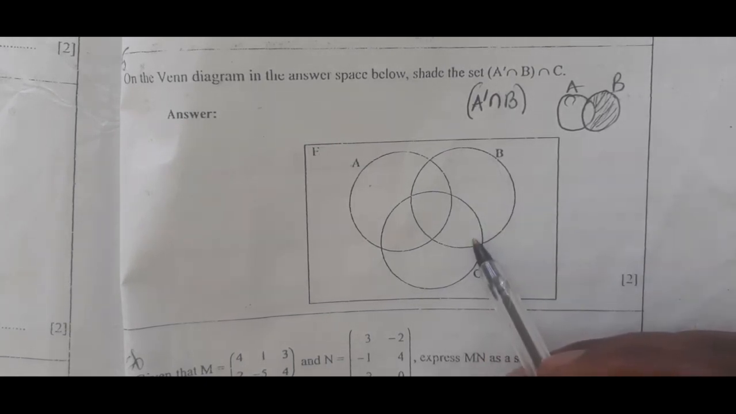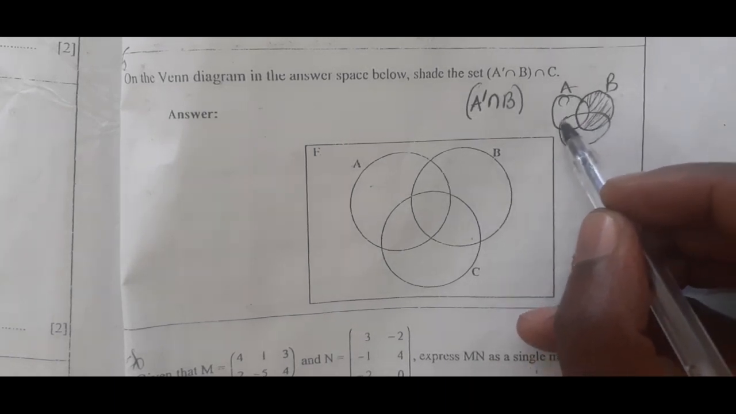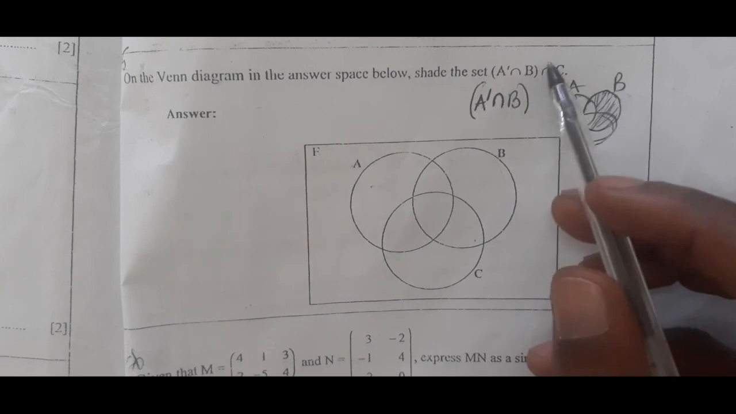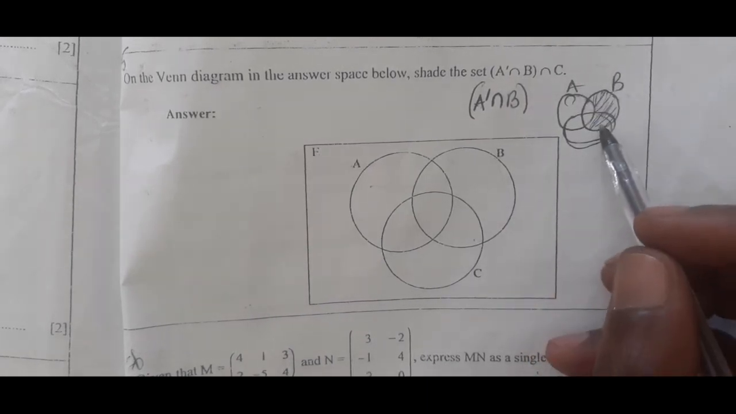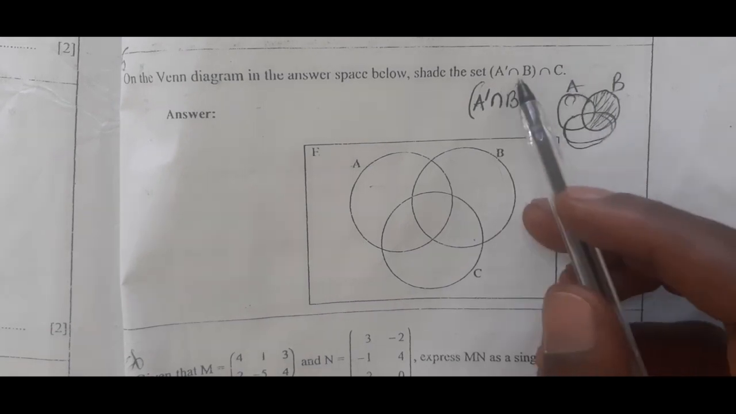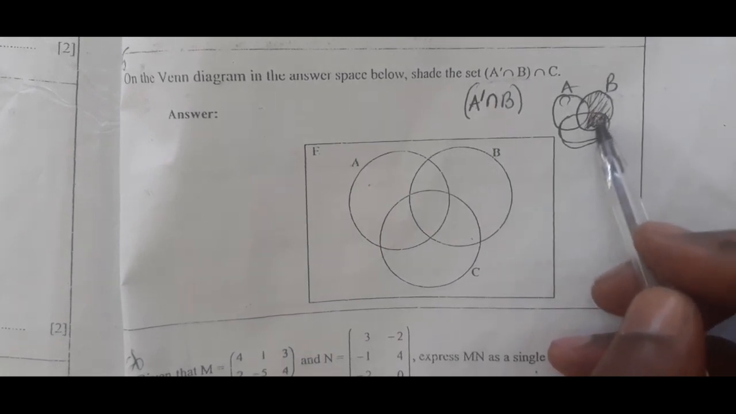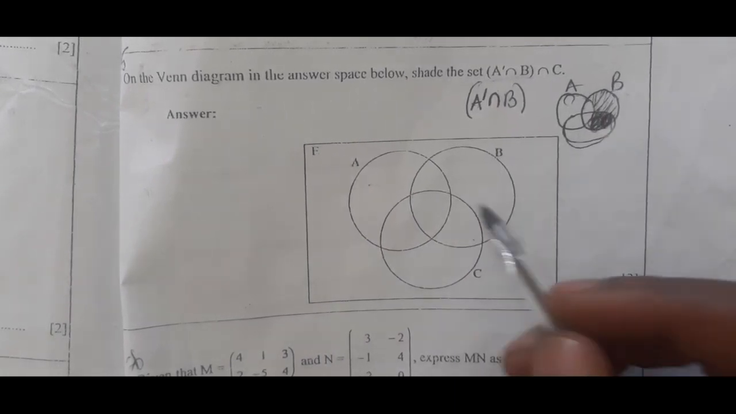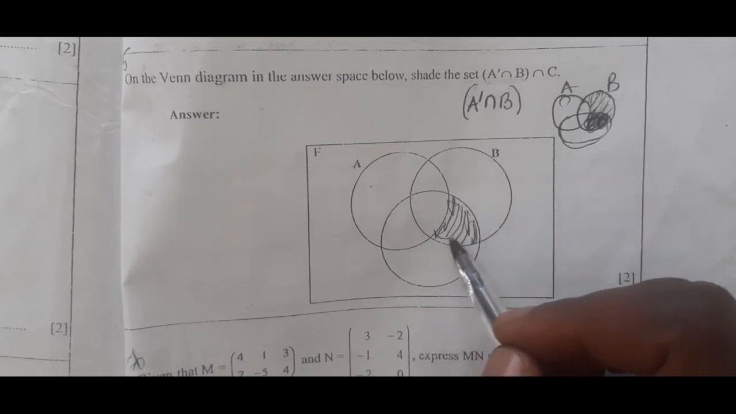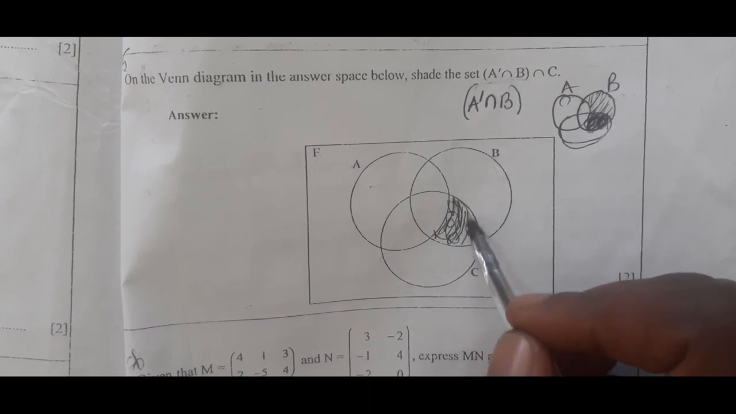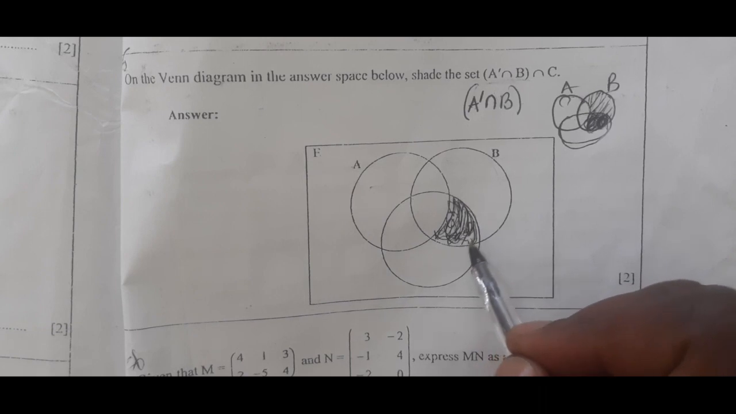Then, this part that we have shaded here, take note there is now C. This part that we have shaded, intersection C, okay? What is common between this one that we have shaded and C? So it will only be this part here. So when it comes to this one, what we will be shading is this part here. Okay, this is what we're going to be shading.